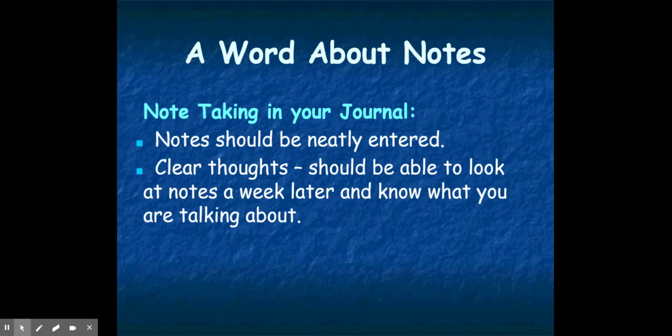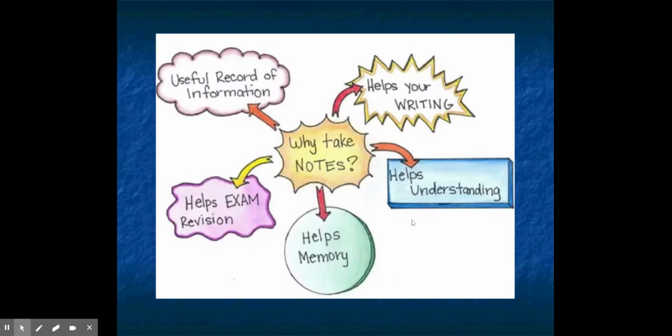So first I'm going to go with a word about notes. Note taking in your journal: you should hopefully have a journal or some note sheets that you're keeping in a 3-ring binder, some way of doing that. Notes should be neatly entered. You should be expressing a clear thought. You should be able to look this up in, say, a week or so and know what you were talking about. The key about note taking, though, is this: you have to express the clear thought so it jars your memory to bring back those thoughts that you were thinking or the information you were taking in at the time you were taking the notes.